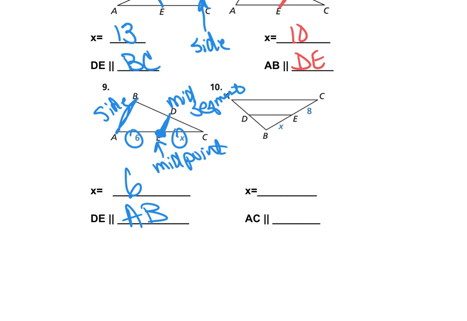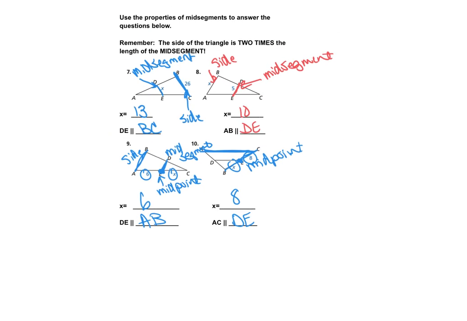And then the last one, again, this is the side of the triangle. Point E is the midpoint. So if this is 8, this is also going to be 8. And AC, that's this guy here, is parallel to DE. So you just have to pay attention. If it's on the side, that means they're going to be equal because they're midpoints. If it's a midsegment going through the triangle, then it's going to be double or half.